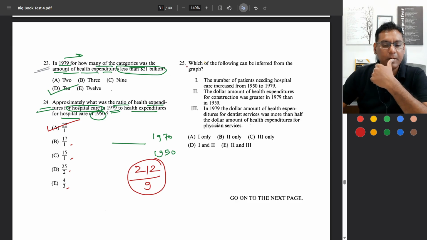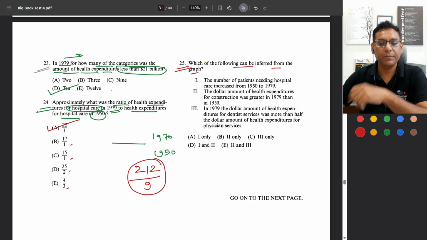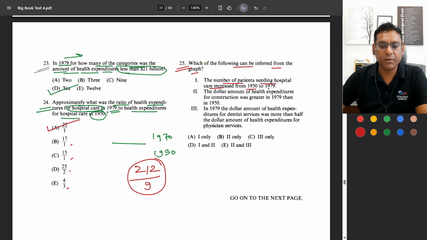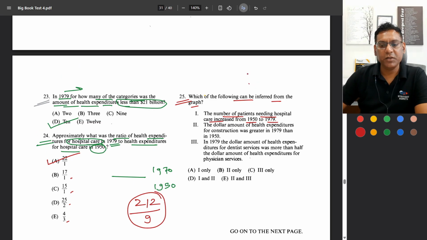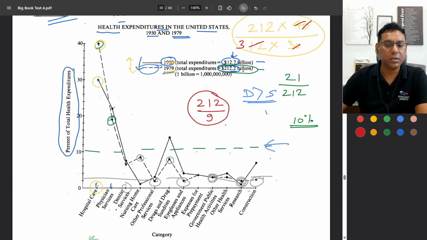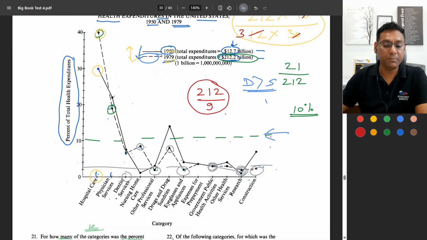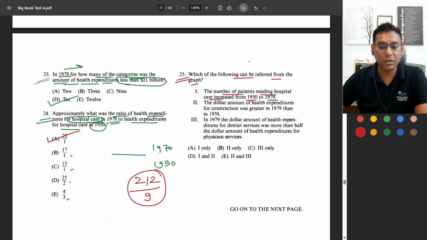Okay, question 25. Which of the following can be inferred from the graph? The number of patients needing hospital care increased from 50 to 79. Okay, do I have anything about number of patients? All data is about dollars, expenditure and percentages. If the expenditure is going up, that does not mean that the number of patients is going up. I don't have any number of patients data, so I cannot determine this.